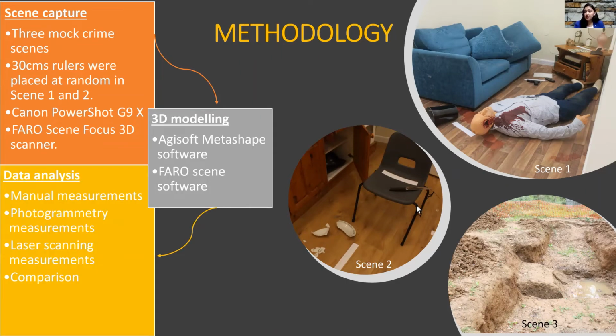Data analysis: once my models were ready, I took 3 types of measurements. One was a manual measurement. In my manual measurements, I used a 16 feet tape, wherein I measured things like the sofa, the length and the width of the body, and the walls and similar structures around it. Similarly, we had 25 measurements each from photogrammetry as well as laser scanning. And once we had all these 3 types of measurements, we did a comparison to find out the level of accuracy and if we could find something new.